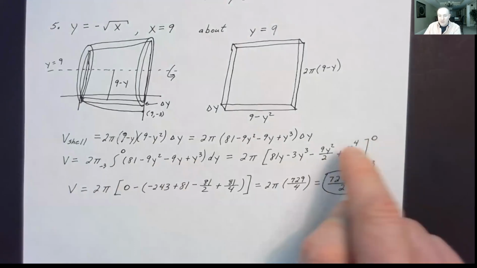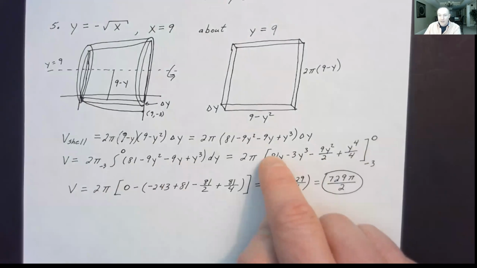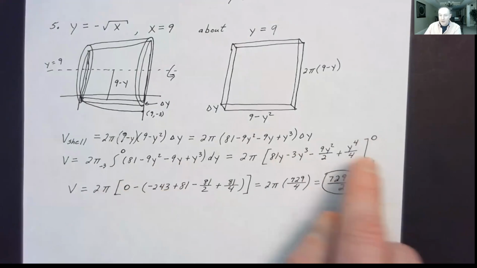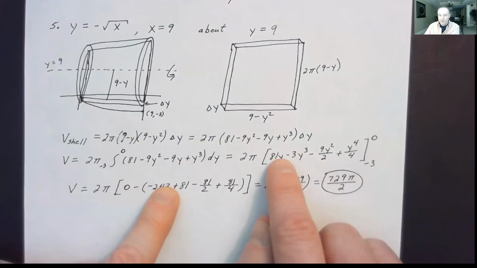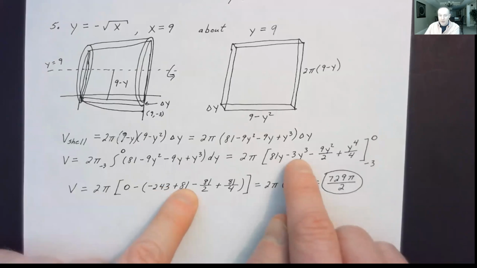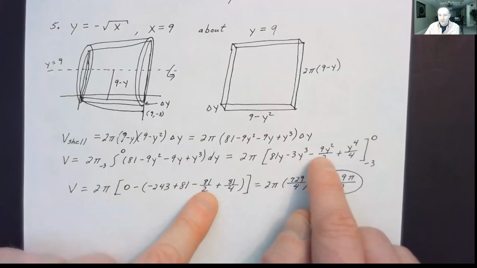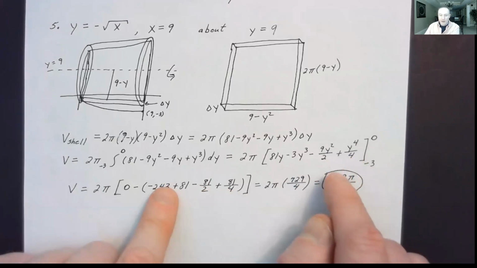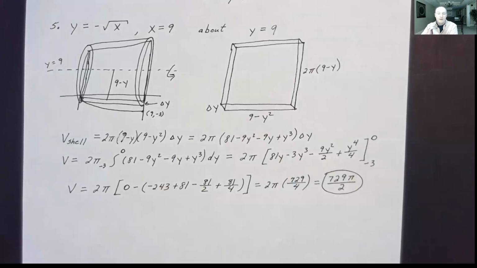But what hasn't changed is that when you try to evaluate this relation at 0, you're just going to get a 0. So notice I put upper limit of integration is just 0 minus what we get for the lower limit. I plugged a -3 in and I got -243 plus 81 here. And then you have minus 81 over 2 plus 81 over 4. Carry out the arithmetic there, and the inside portion gives you 729 over 4. Multiply that by 2 pi, you're going to get 729 pi over 2.